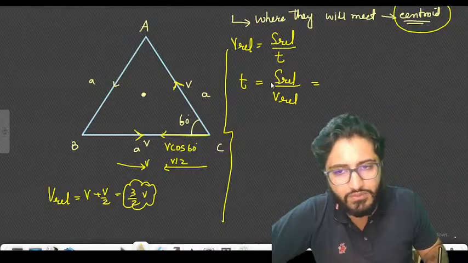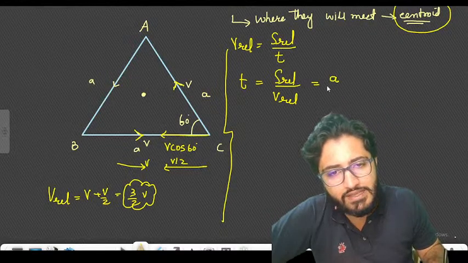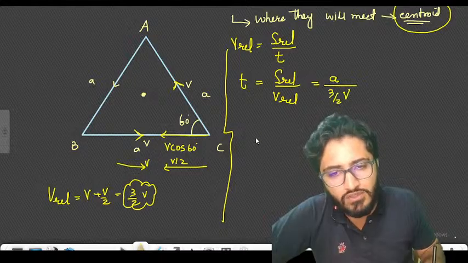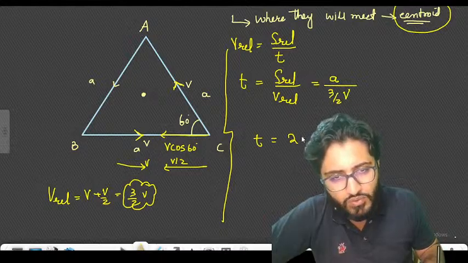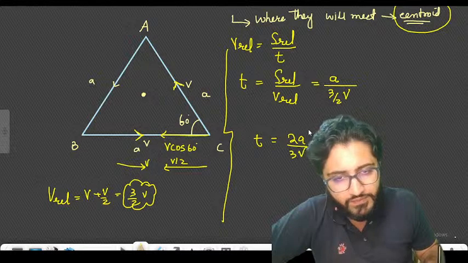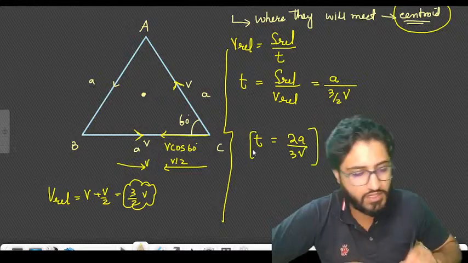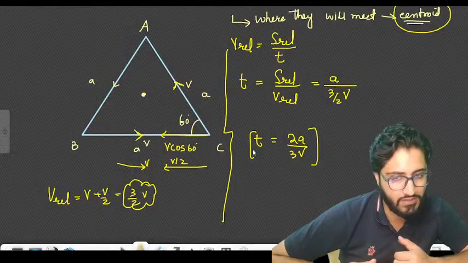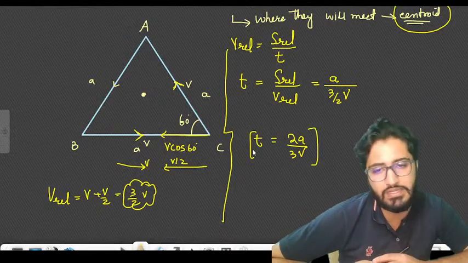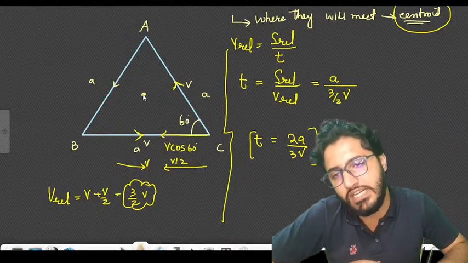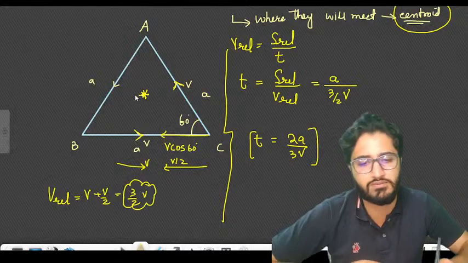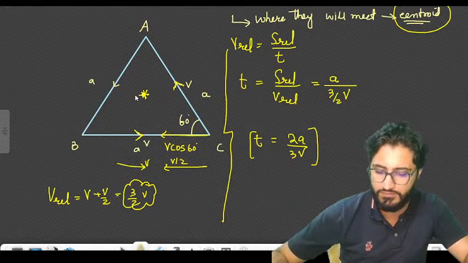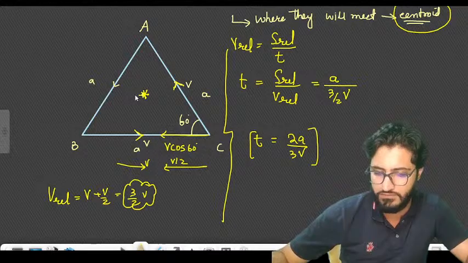What is s relative? It is a only, a. What is v relative? It was 3 by 2 times v. So t came out to be 2a divided by 3v. So after the time of 2a by 3v, the particles will meet at the centroid of the equilateral triangle. Done?